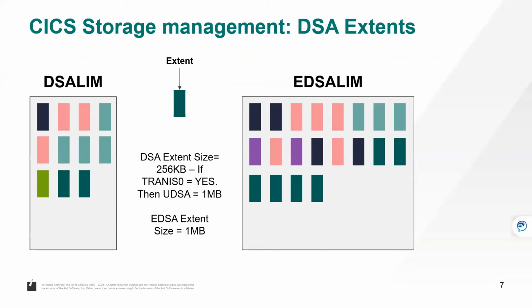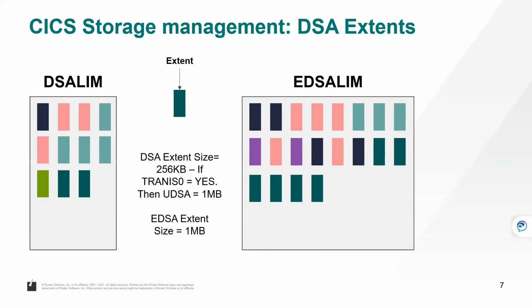Internally, what CICS does then is, as there's demand for storage, it will allocate extents, right? An extent is a fixed size of storage. It's physically contiguous. And what you'll notice is the DSA extent size is a little bit different below the line and above the line, right? Below the line, the size is generally 256K per extent, right? But if you have TRANISO set to yes, then the user DSA, even below the line, has a minimum of 1 meg, okay?